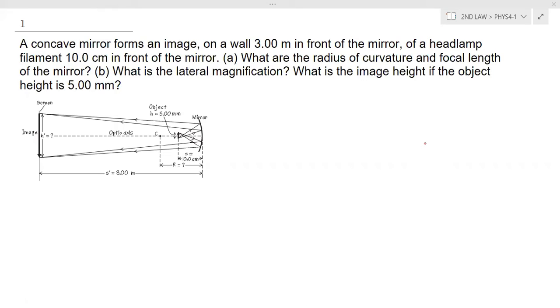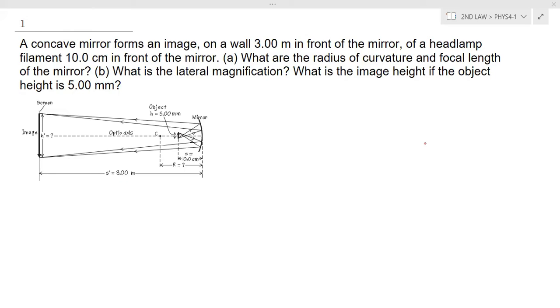So hi class, today I will be presenting examples on mirrors. For the first one, a concave mirror forms an image on a wall 3 meters in front of the mirror of a headlamp filament 10 centimeters in front of the mirror. For A, what are the radius of curvature and focal length of the mirror? For B, what is the lateral magnification? And what is the image height if the object is 5 millimeters?